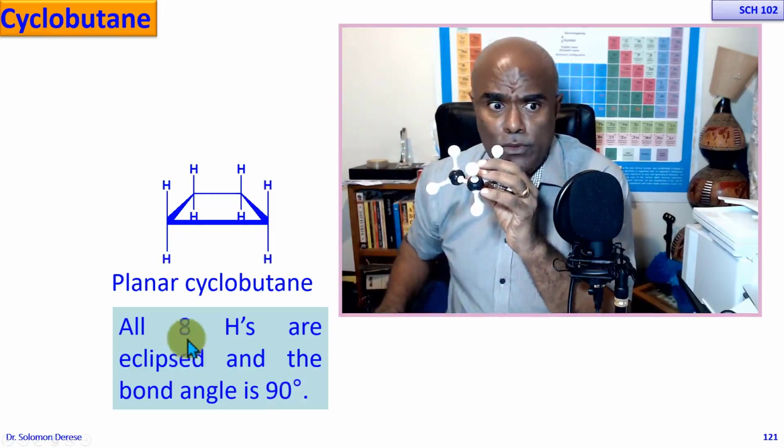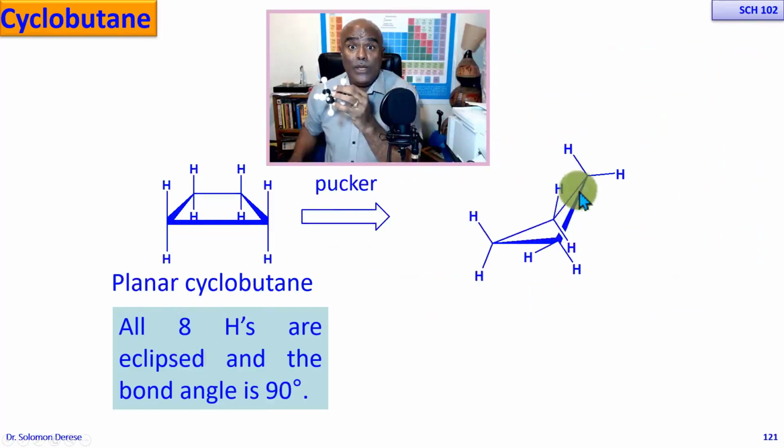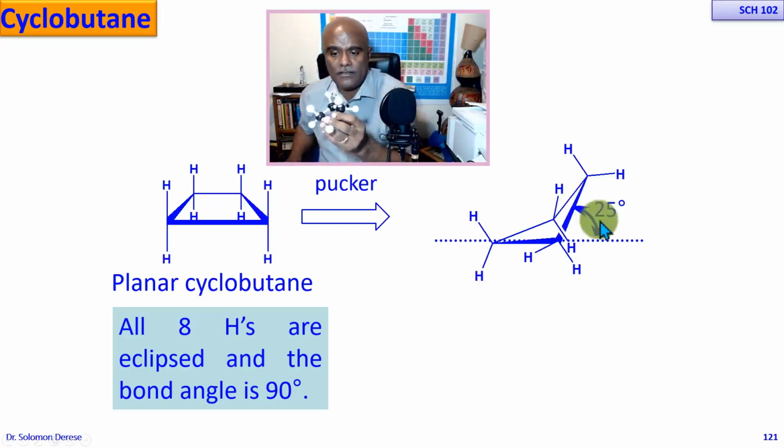So cyclobutane is not a planar molecule. It is a molecule like this, where one of the carbons is lifted up by 25 degrees. So it's planar like this. Then any of the carbons comes out of plane like that, or any of this one like that, etc. All the same, out of plane by about 25 degrees.